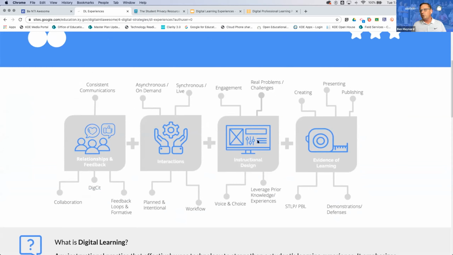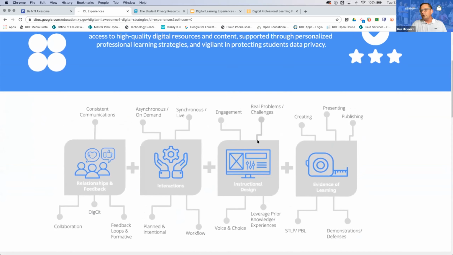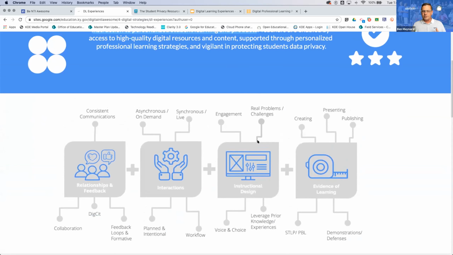So when you look at digital learning experiences, there are kind of four pieces. What I'm really excited about is Kim and Carol, the teachers who are going to share soon, looking through their slides, they're going to hit so many of these things. It's going to be so great for examples. One of the things: relationships and feedback.